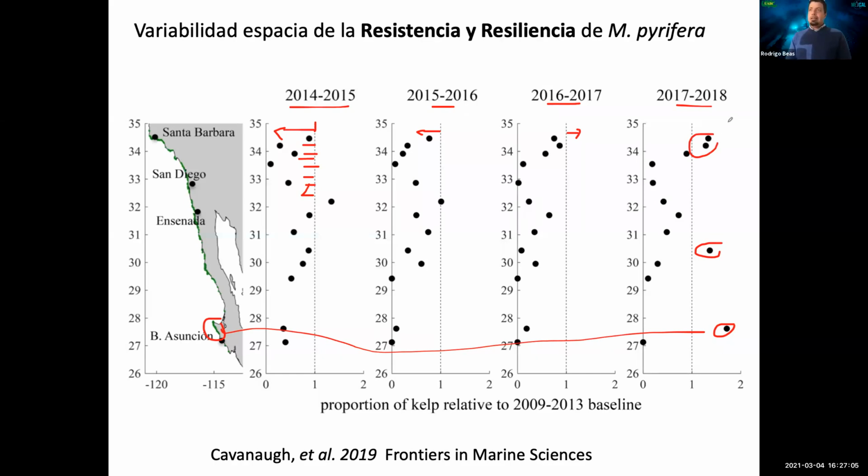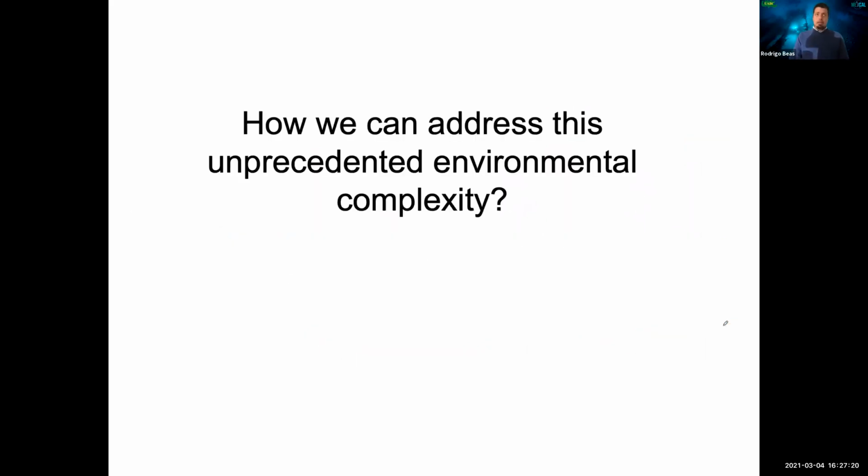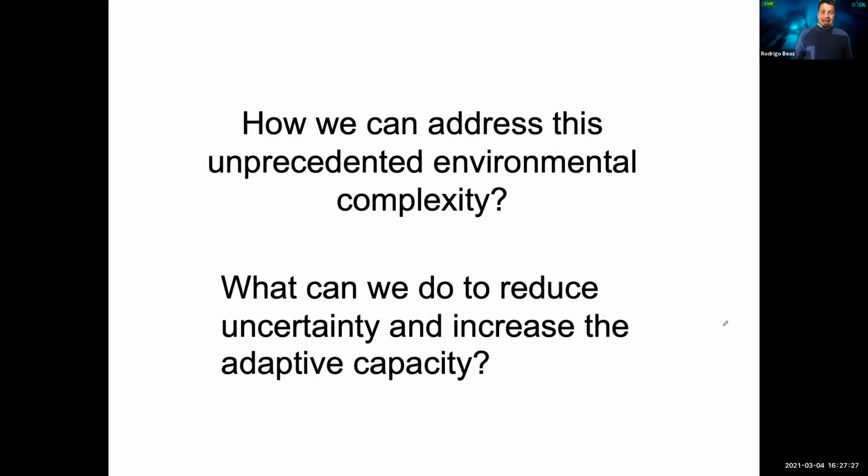So this highlights the importance of oceanographic refuges. For some reason, these places here have recovered and they have lush kelp beds after all this massive change in the system. So how can we address this unprecedented environmental complexity? And how can we understand this to reduce, or I guess, support the adaptive capacity of the system?